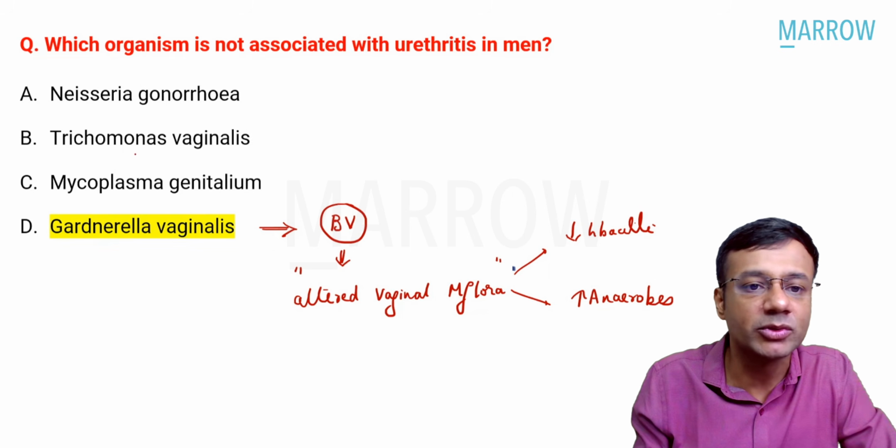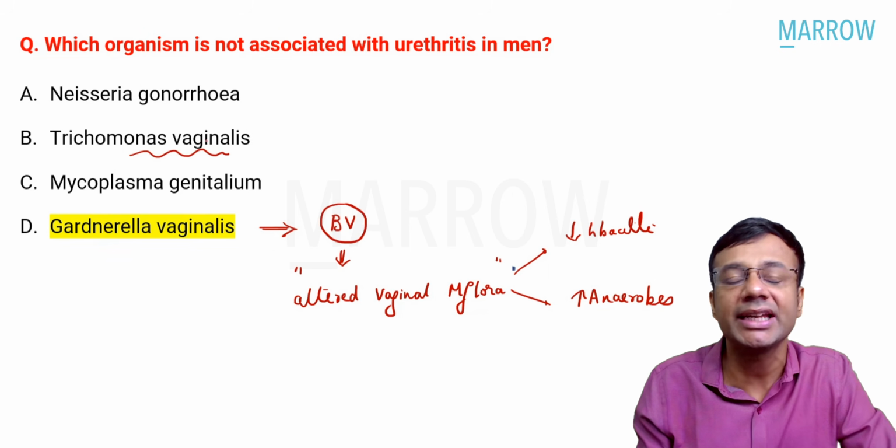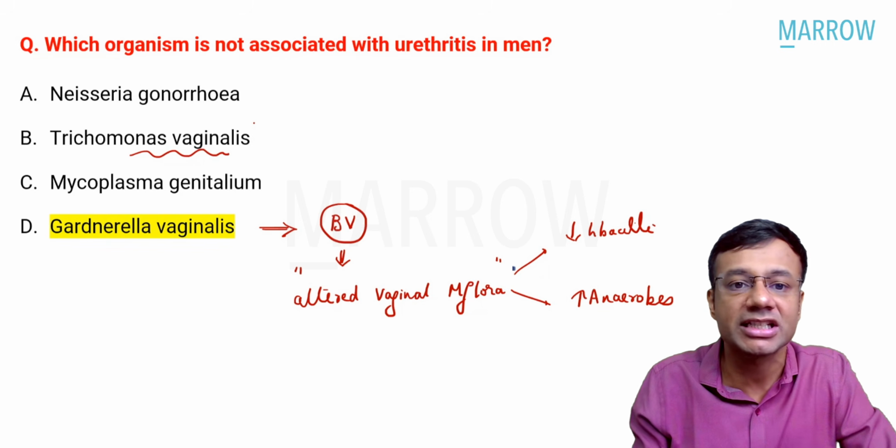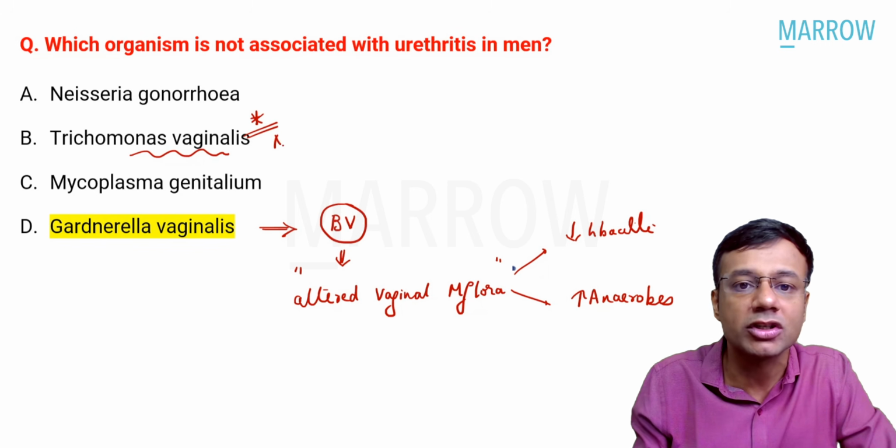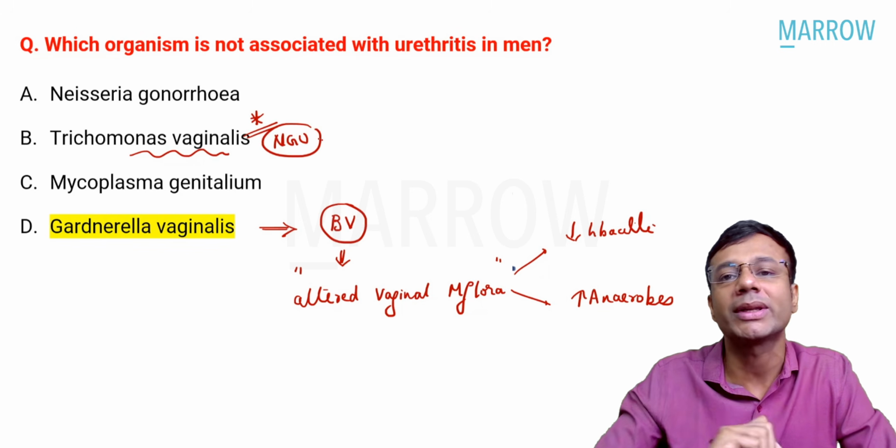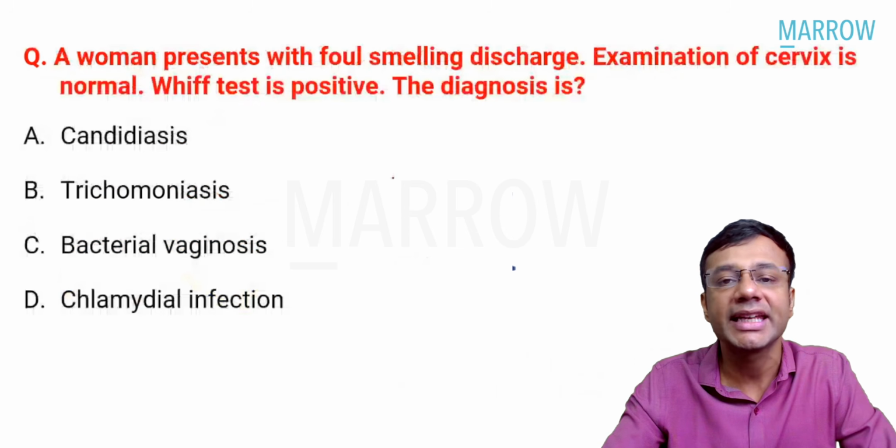Please remember, some students did mark Trichomonas vaginalis in a hurry. Always remember, many students think Trichomonas vaginalis produces only vaginal discharge. Please mark it in your notes. It also produces non-gonococcal urethritis. Take up the next question.